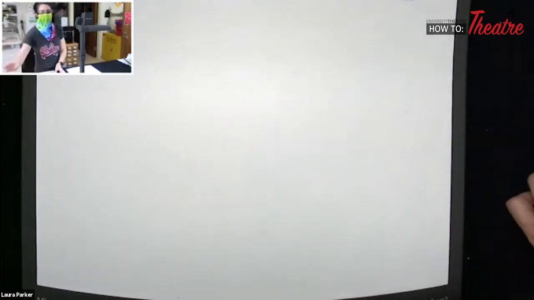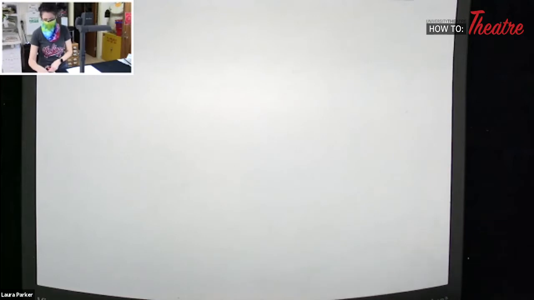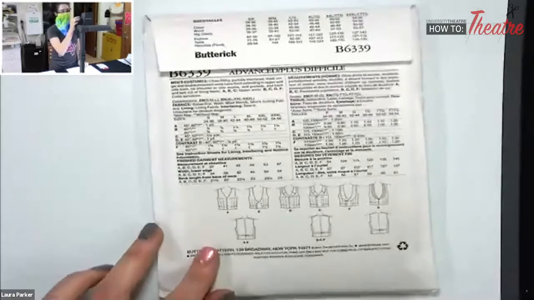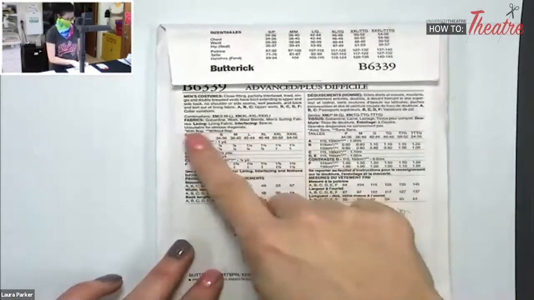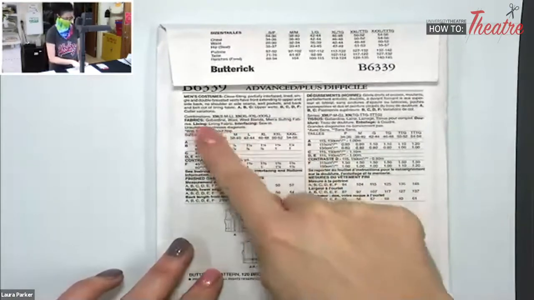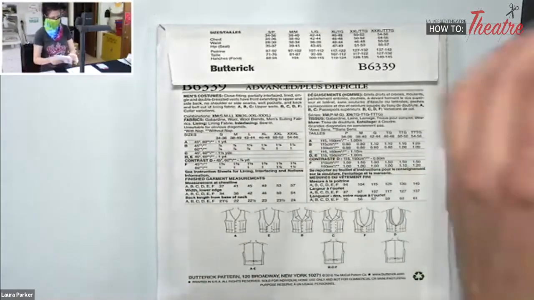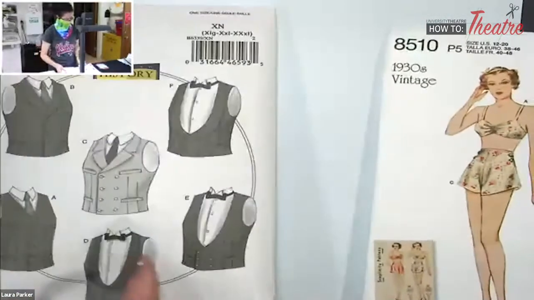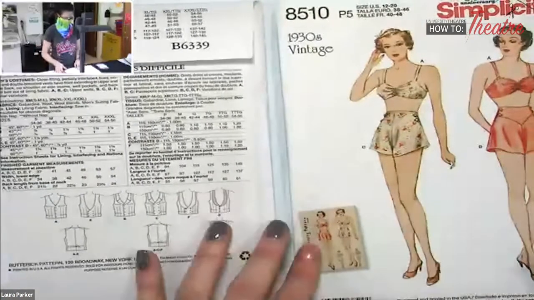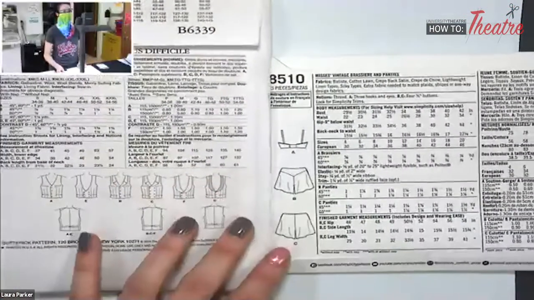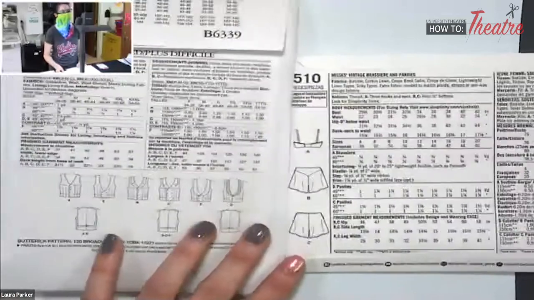And before we go over to the table, we're just going to go over a quick review of some fabric types. So the back of your pattern is going to tell us what our fabric recommendations are. And as we're reading this, we can look at 2 different examples. We've got this vest pattern and we've got this 1930s vintage undergarments pattern. And they're giving us 2 very drastically different types of fabrics.